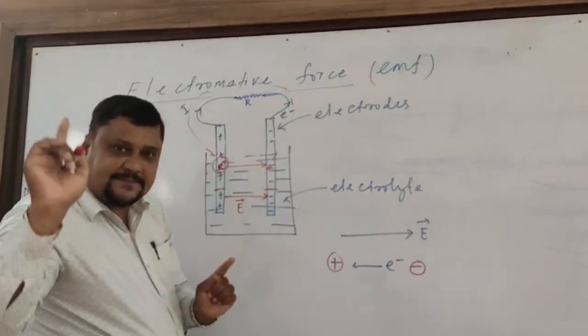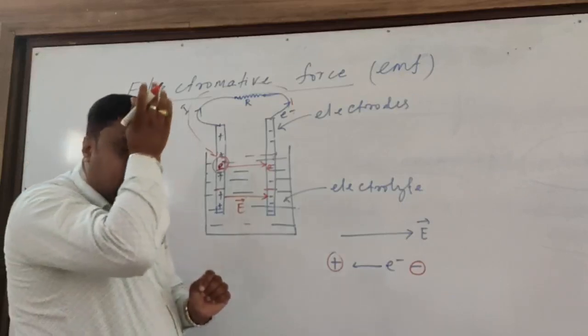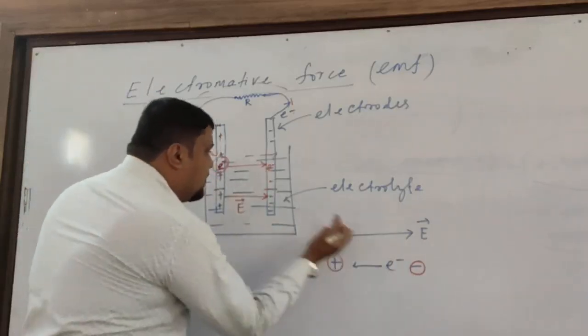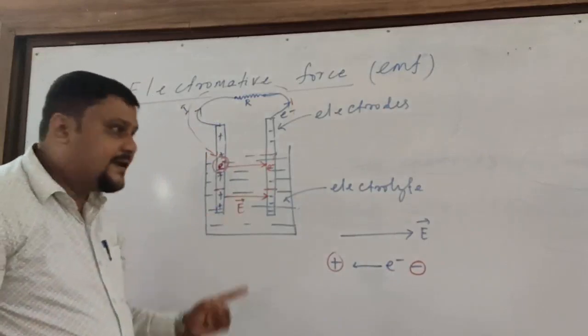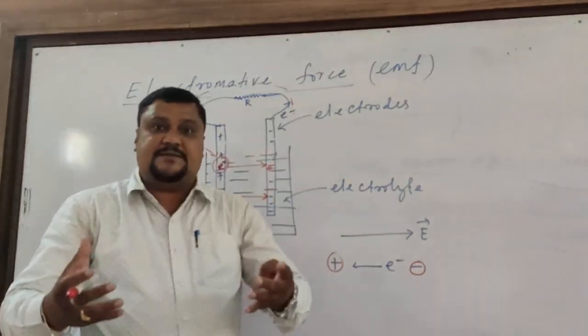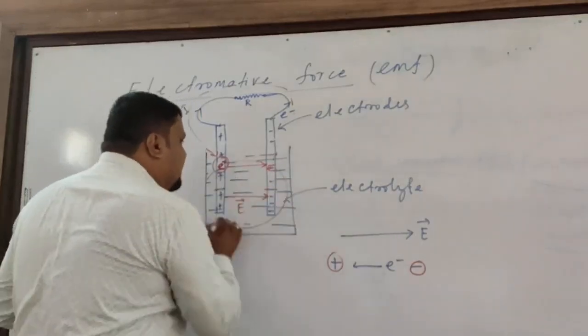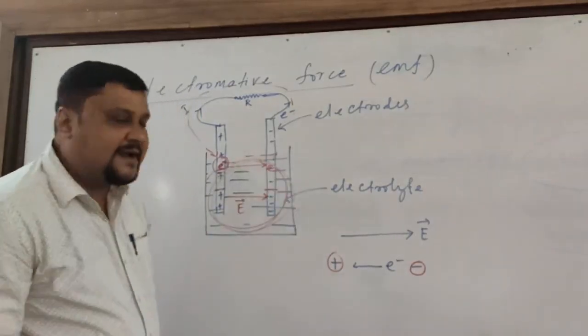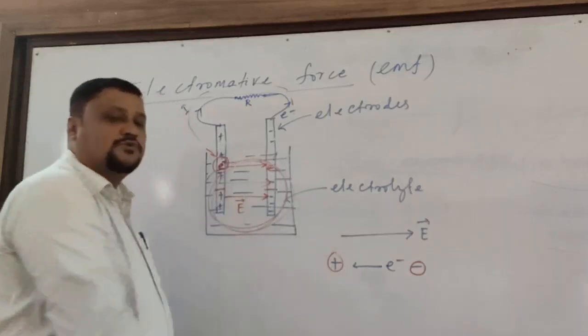But what does the concept say? In electrostatics, what do you know? The electron always moves opposite to the electric field, but here it is along the direction of the electric field. It means the electron gets that much energy from where? From the cell, from this electrolyte, some chemical reactions of course, so that the electron goes to this.